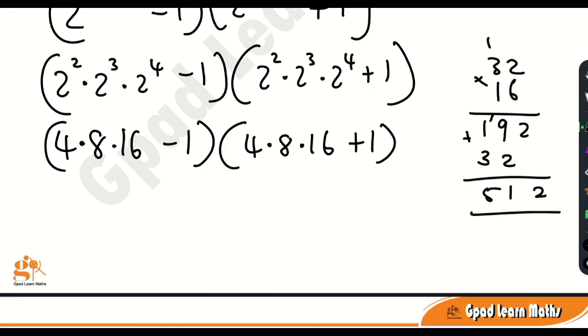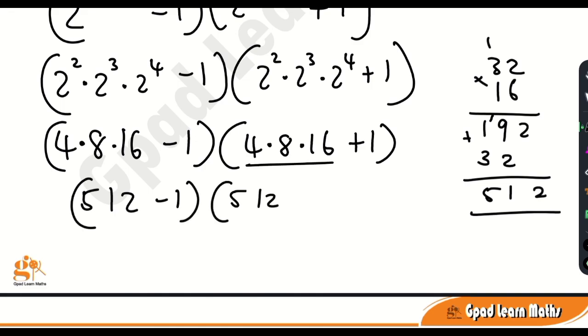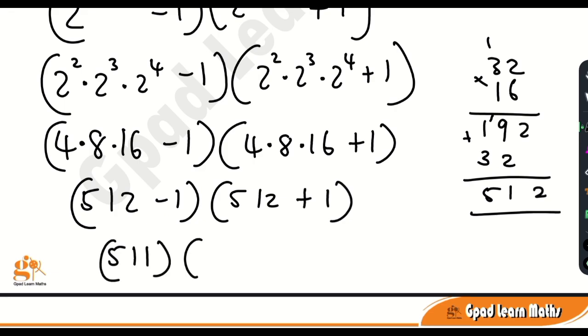Write 1, carry 1. 1 plus 1 is 2 plus 3 is 5. So what do we have? 512 minus 1. And then what here? 512, because this will give you the same thing, plus 1. So what is 512 minus 1? That's 511. Okay. And here, what is 512 plus 1? That's 513. So let me just put the equal to sign here.